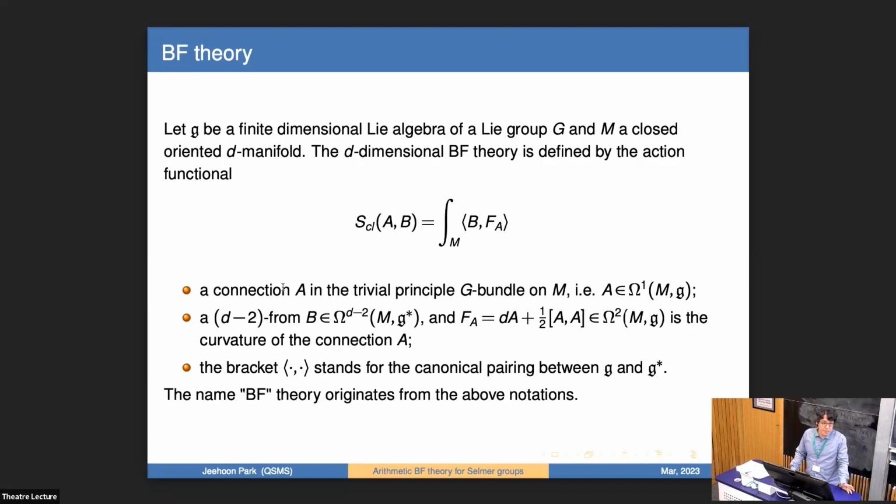So now, what is arithmetic BF theory? We have to find the analog of that Ω^1(M,g), and also the Ω^{d-2} stuff, right? But I'll do that when d equals 3, in 3-dimensional theory. So it's like Ω^1(M,g) and Ω^1(M,g*). That's the space of fields here.